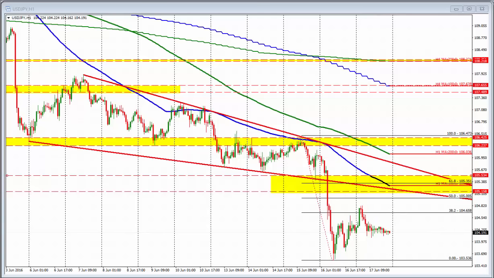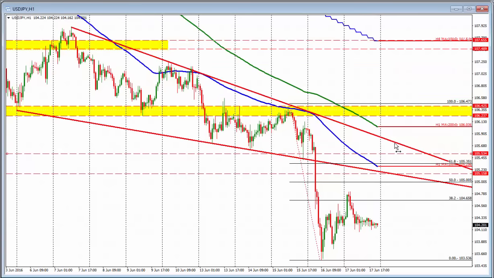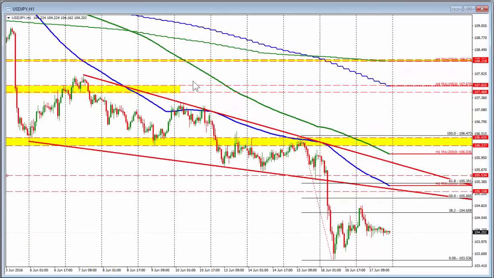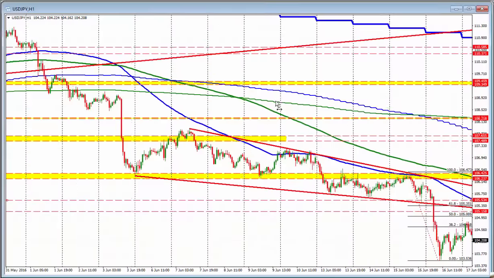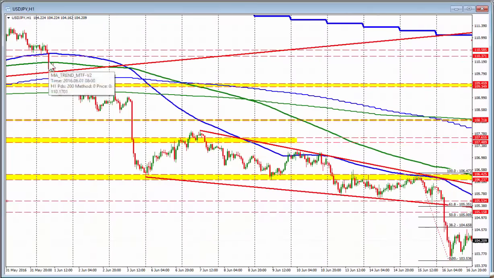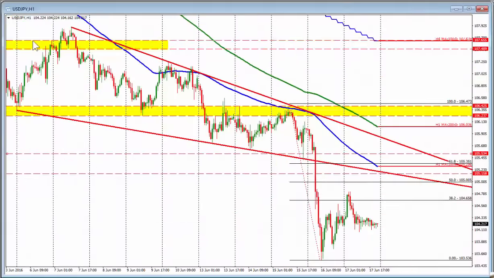106.20. Well, actually, I'm going to take a look at the 200-hour moving average here first. Why is the 200-hour moving average important? Because you see this green line right here. How long has it been since we traded above it? We have to go back to June 1st, okay? June 1st, that's the beginning of the month. So for the whole month, we've been below the 200-hour moving average.